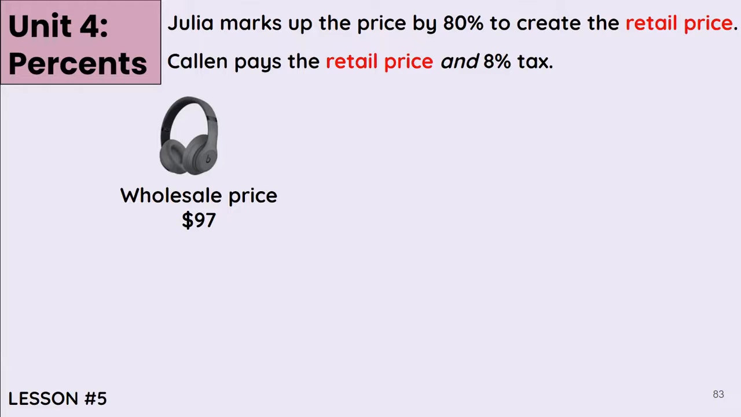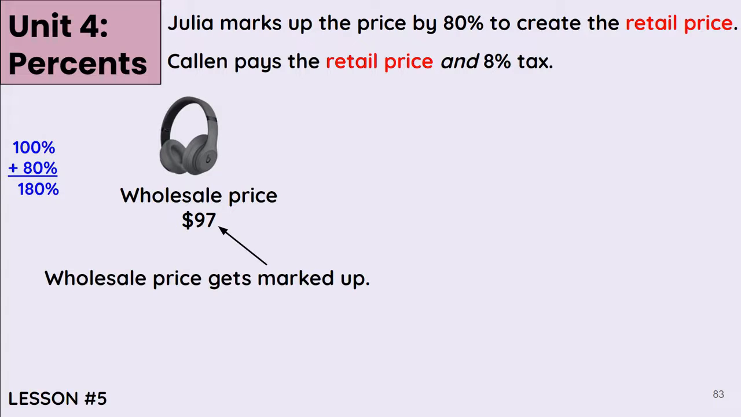Julia marks up the price by 80% to create the retail price. Then Callan has to pay the retail price and 8% tax. So first, let's mark up this pair of Beats headphones by 80%. That means the customer is going to have to pay 100% and 80% extra for the markup. So the customer has to pay 180%.